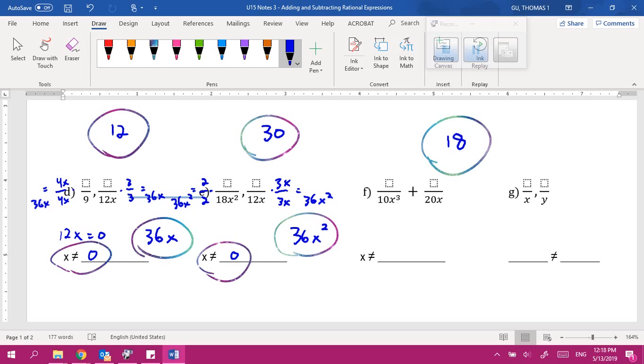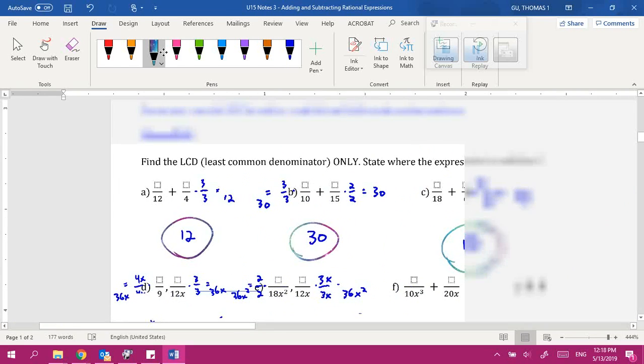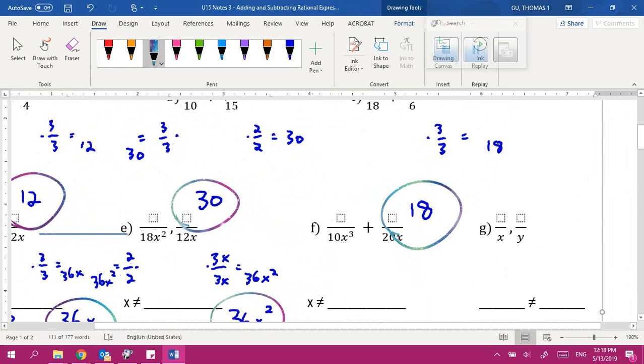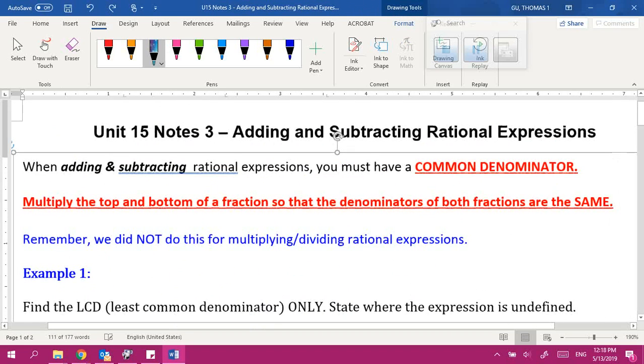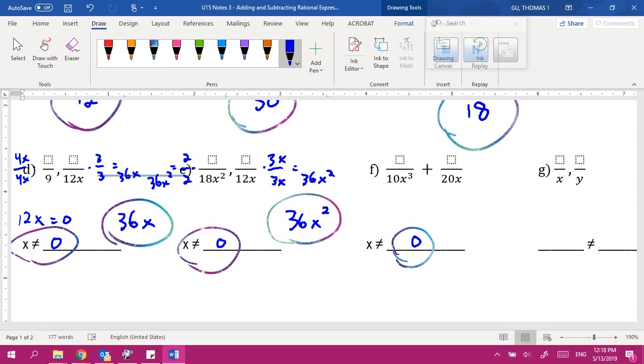All right, on F then, what is x not equal to on F? 0, yes, it's also 0. Is it always 0? I mean, in our examples today, mostly it's going to be. That's because they didn't add or subtract any numbers, you know? So it is 0, and what is the least common denominator here? Do you know? 20x cubed, that's right.